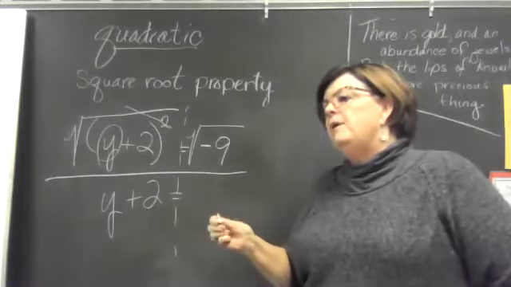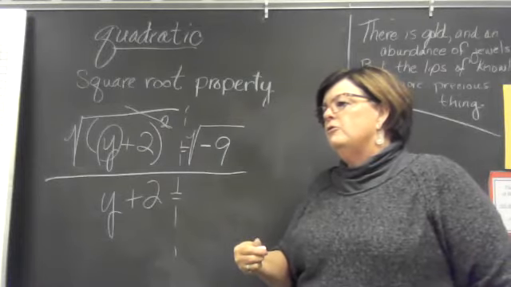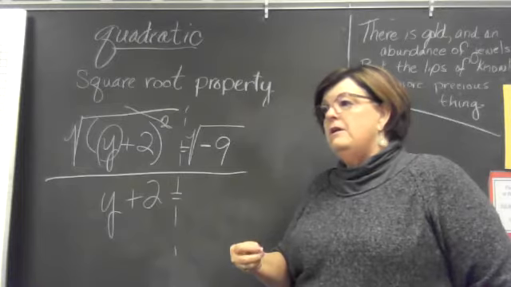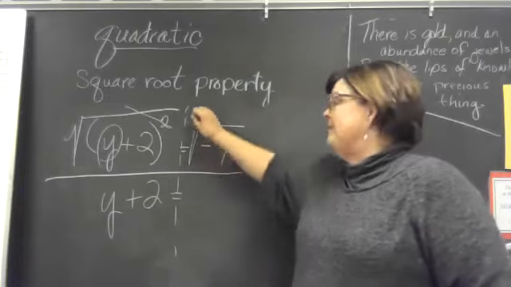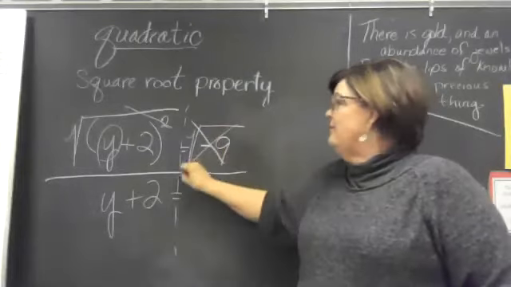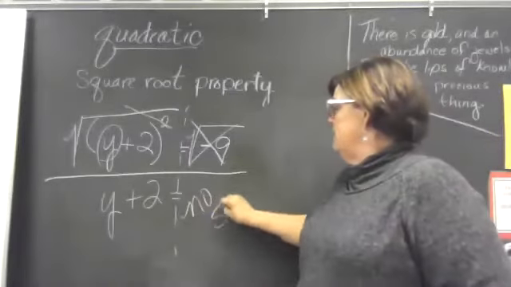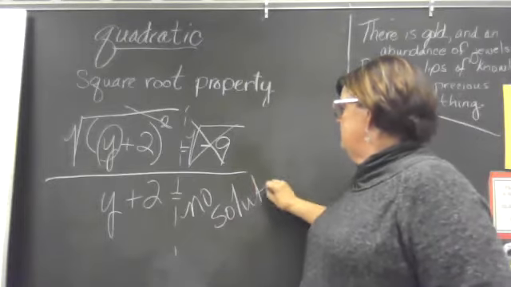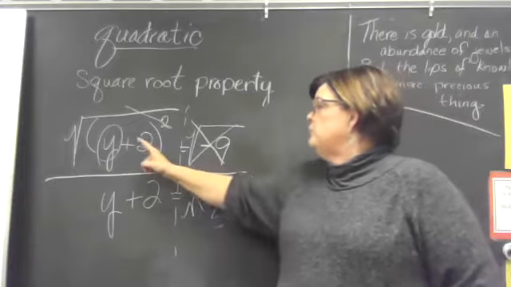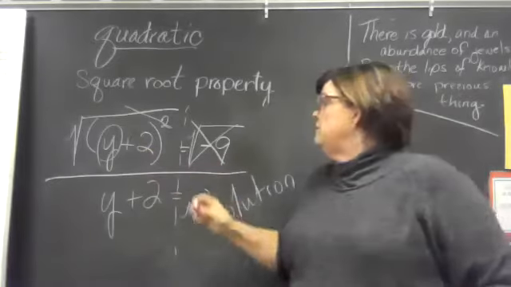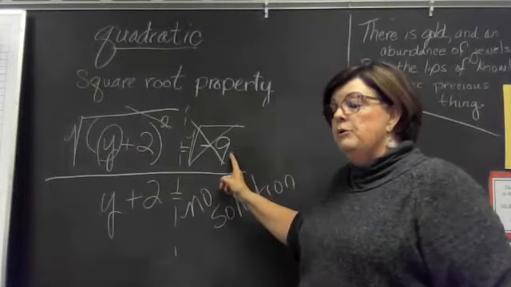What did we find out about the square root of a negative? You can't do a square root of a negative, okay? So this one will be no solution, because it's not possible if you're going to square root this side. The two things that I wanted you to see: you remember you can't take the square root of a negative.